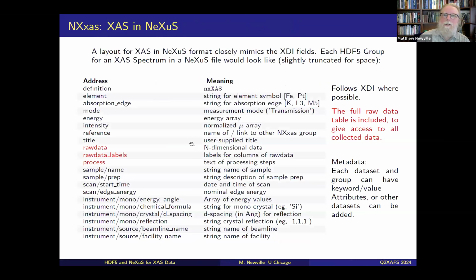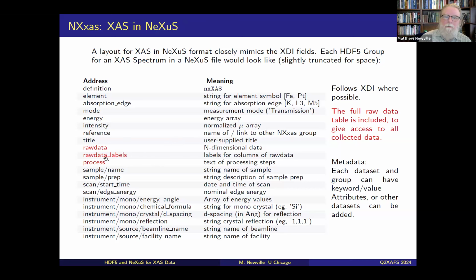Okay, so the format for Nexus has a layout, and it looks like this. There's a definition that is NXXAS. There's an element, an absorption edge, a measurement mode, an energy array, and an intensity. This follows XDI closely, but it's not perfect and one-to-one. There's a reference that could be a name or a link to another group for reference spectra. And then there are raw data tables.